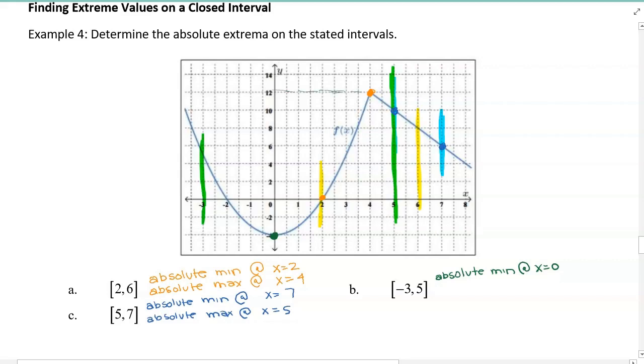Now, if there was another value I wanted to check, maybe right at x equals 5, I would just go here and figure out if this produced a smaller or a larger y value. In this case, it doesn't. The absolute max will be at x equals 4.